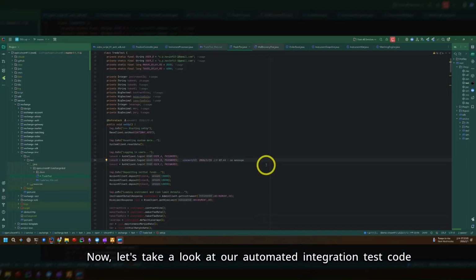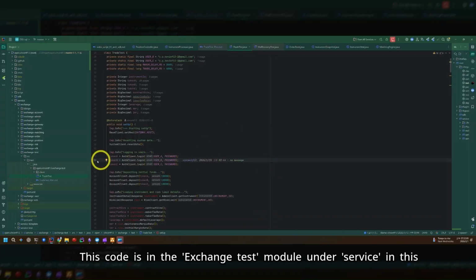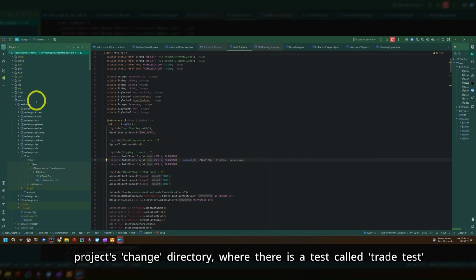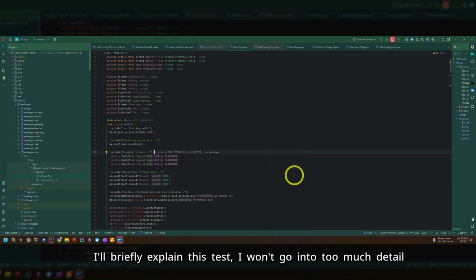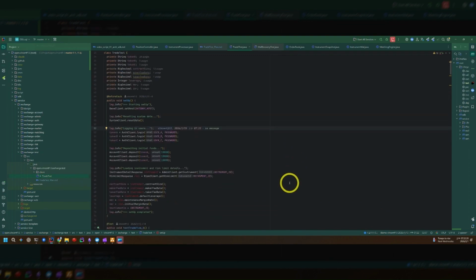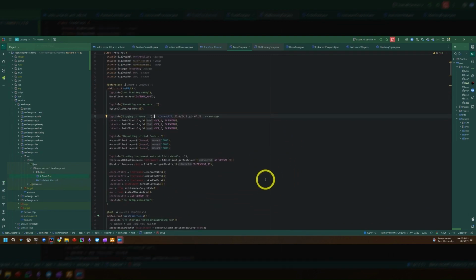Now let's take a look at our automated integration test code. This code is in the Exchange test module under service in this project's change directory, where there is a test called trade test. I'll briefly explain this test. I won't go into too much detail. What does this test do?